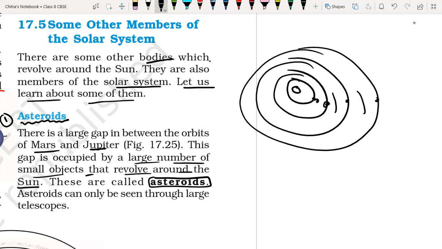Yes, sir. Asteroids can be seen only through a large telescope. Okay, good.